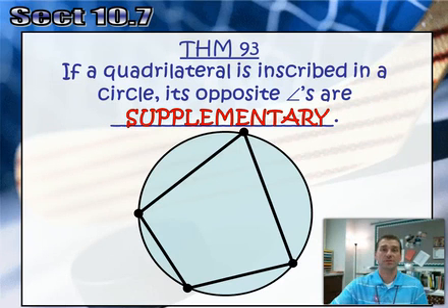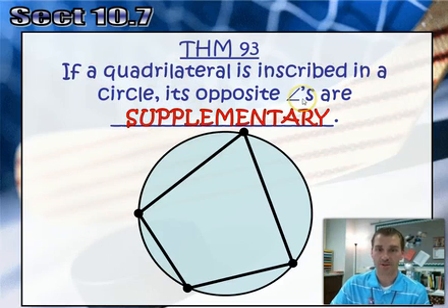And by the way, if you have to use this in a two-column proof, that's right. You don't write Theorem 93. You don't write supplementary. You don't write quadrilateral supplementary. You write if a quad is inscribed in a circle, then its opposite angles are supplementary.